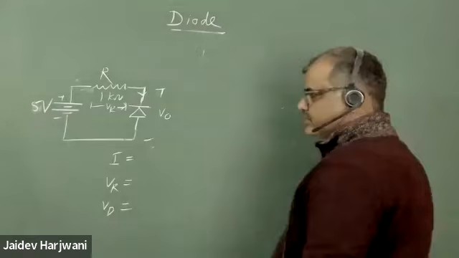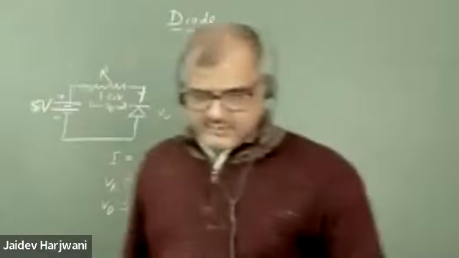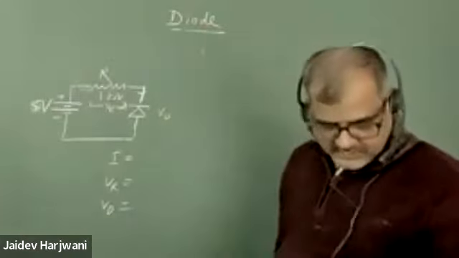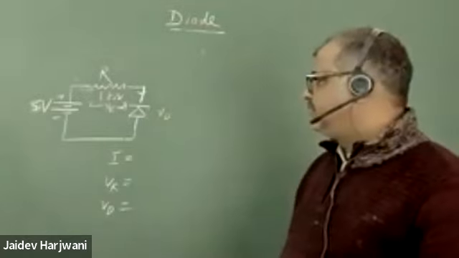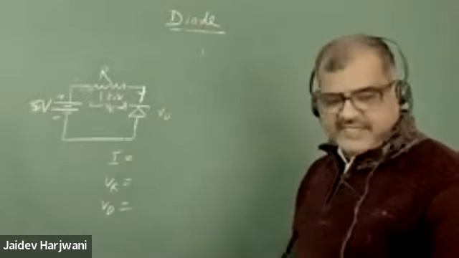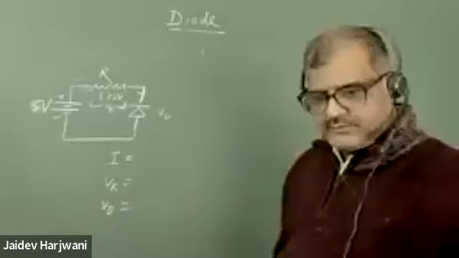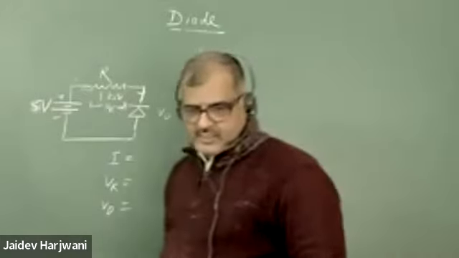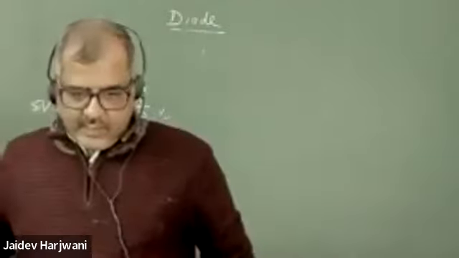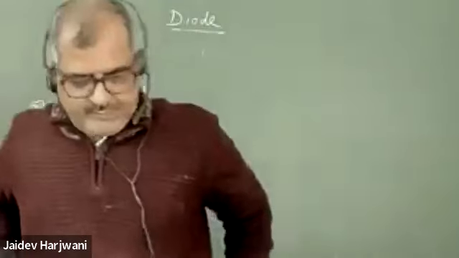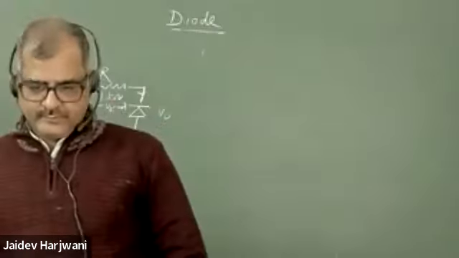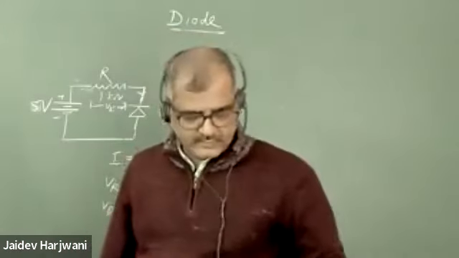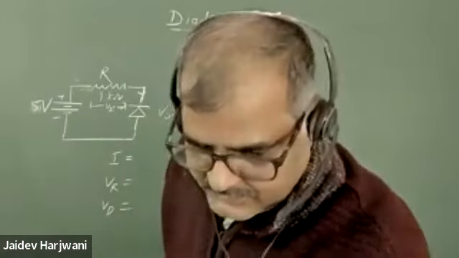Sir, VR equal to 5 volt, VD equal to 0 volt. Anyone else? VD equals 0 volt, and VR equals 5 volt. And how much is I? 0, sir. I is 0. Okay. So if I is 0, then how can you say VR is 5 volt? Sorry, sir. VR also 0.